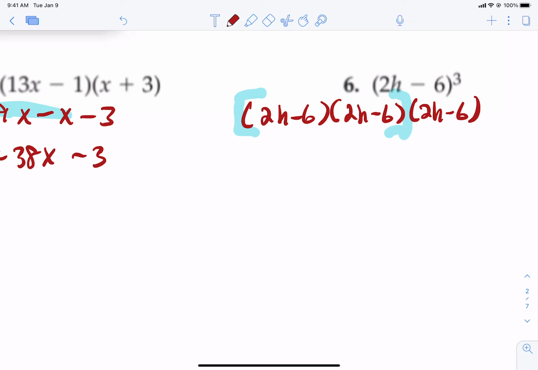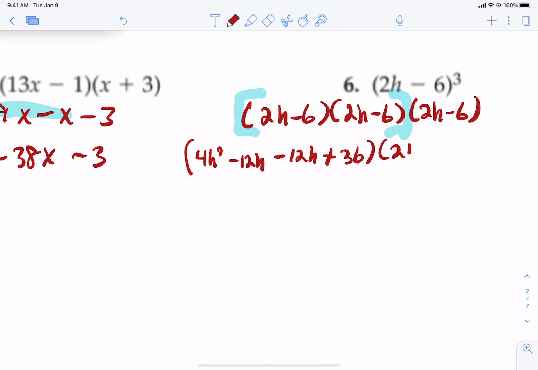So if I multiply the first two, I'm going to get 4h squared minus 12h. Now all I did there was distribute the 2h. Now let's distribute the negative 6. We're going to get negative 12h plus 36. Now don't move on to the next step until we have combined like terms. So those two are like terms.